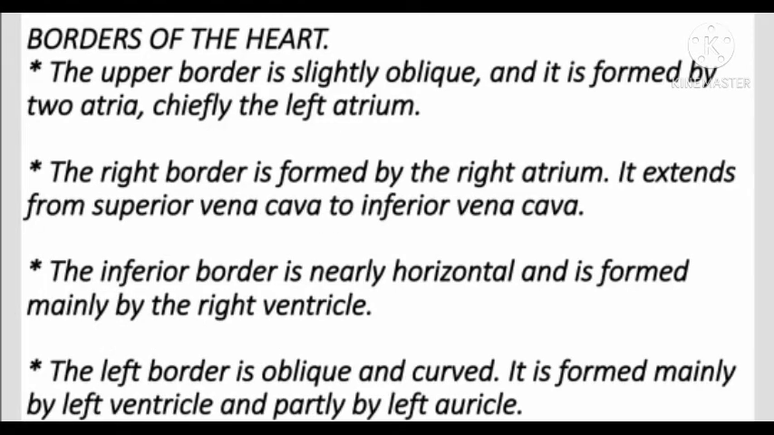Borders of the heart. The upper border is slightly oblique and it is formed by 2 atria, chiefly the left atrium. The right border is formed by the right atrium. It extends from the superior vena cava to the inferior vena cava. The inferior border is nearly horizontal and it is mainly formed by the right ventricle. The left border is oblique and curved. It is formed mainly by the left ventricle and partly by the left auricle.